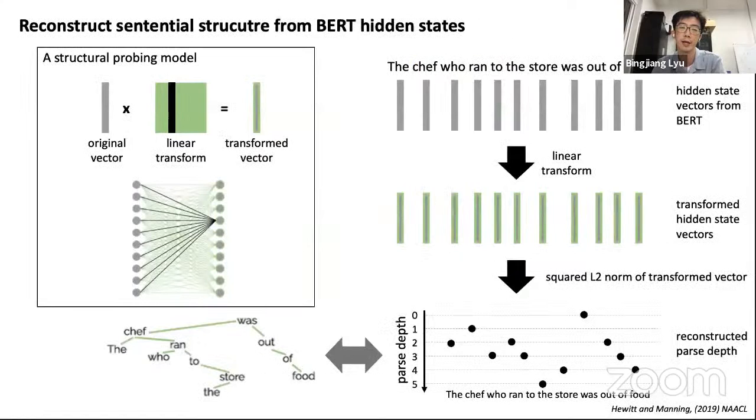Following a previous study, we adopted a structural probing model through which the parse steps of each word in a sentence can be reconstructed from their hidden states in each layer of BERT. In other words, the training process aims at finding a linear transform to be applied to the hidden state vectors of each word in a sentence. So the L2 norm of each word's transformed vector is an estimate of this word's depth in the corresponding dependency parse tree.